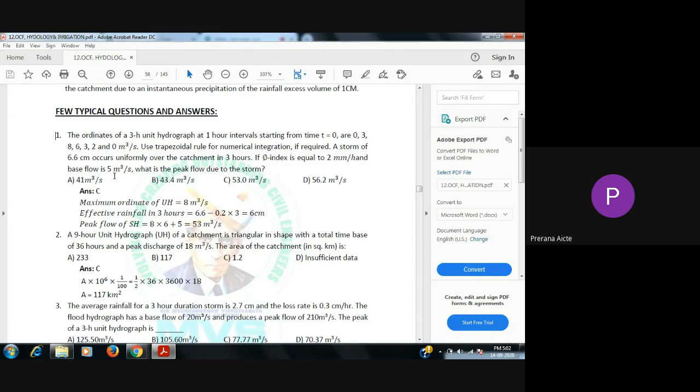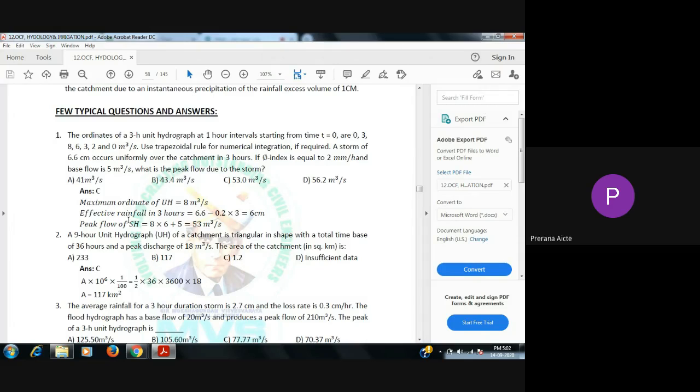What is base flow? 5 meter cube per second. What is the purpose of giving a base flow here? A hydrograph means surface runoff, subsurface runoff, and base flow. If you separate the base flow, you get the direct runoff hydrograph. Now here, what is the peak flow due to the storm? Let us see the solution, please listen. Maximum ordinate of the unit hydrograph, how much? 8 meter cube per second.